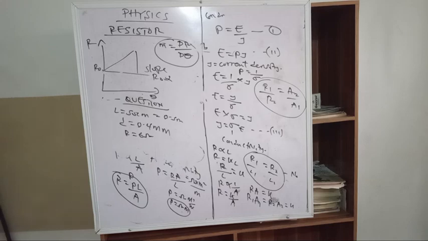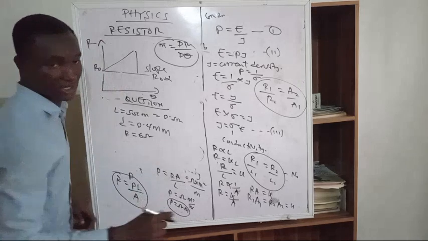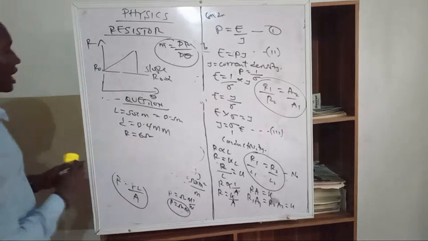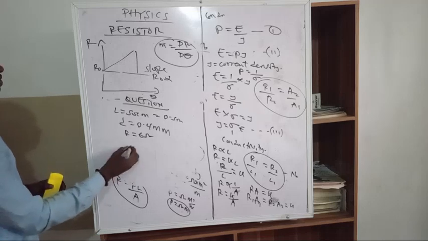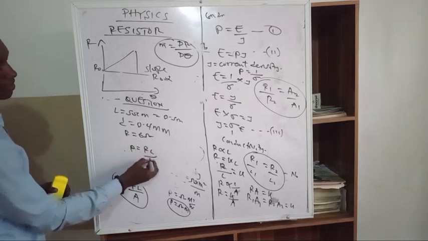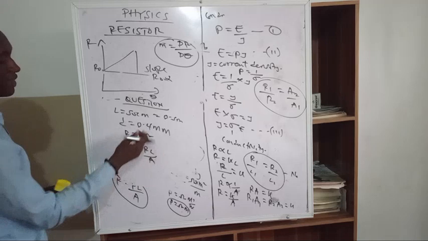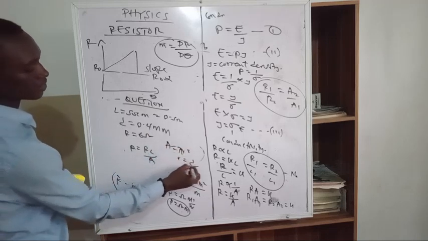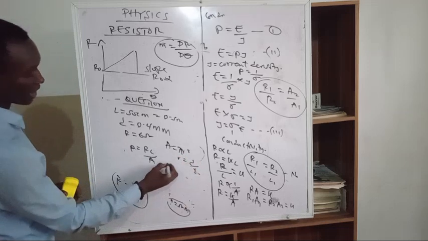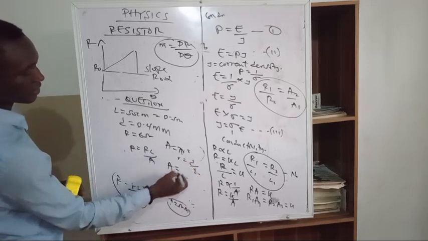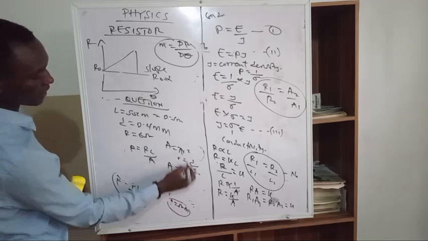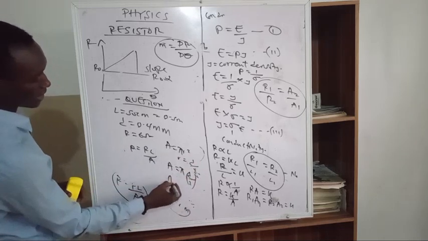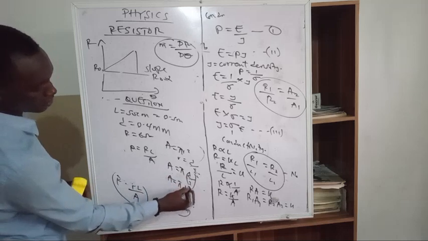To calculate resistivity, what is the formula? Resistivity is equal to RA over L, where A is the area. But in this question, they gave a diameter, so what is your A? Your A is pi R squared, and R is equal to diameter over 2. So anywhere you see R, you have pi, and your value of R is diameter over 2. Because of the square, you put a square there. Then area is equal to pi diameter squared over 4.